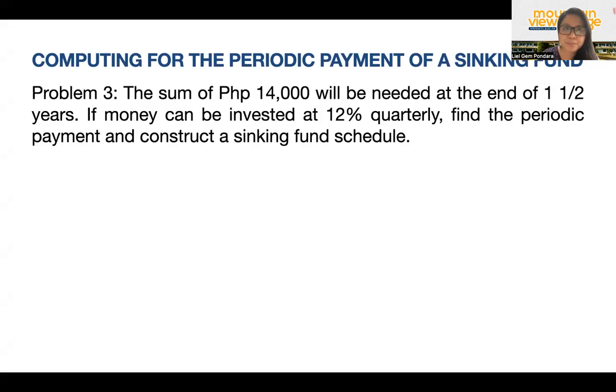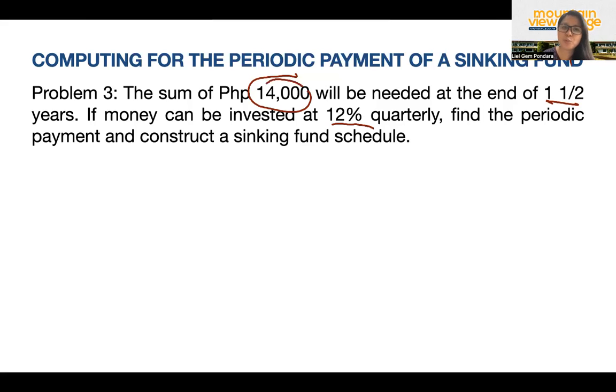Here's problem number 3. The sum of 14,000 will be needed at the end of 1.5 years. Sorry, it's covered with my face. If money can be invested at 12% quarterly, find the periodic payment and construct a sinking fund schedule.